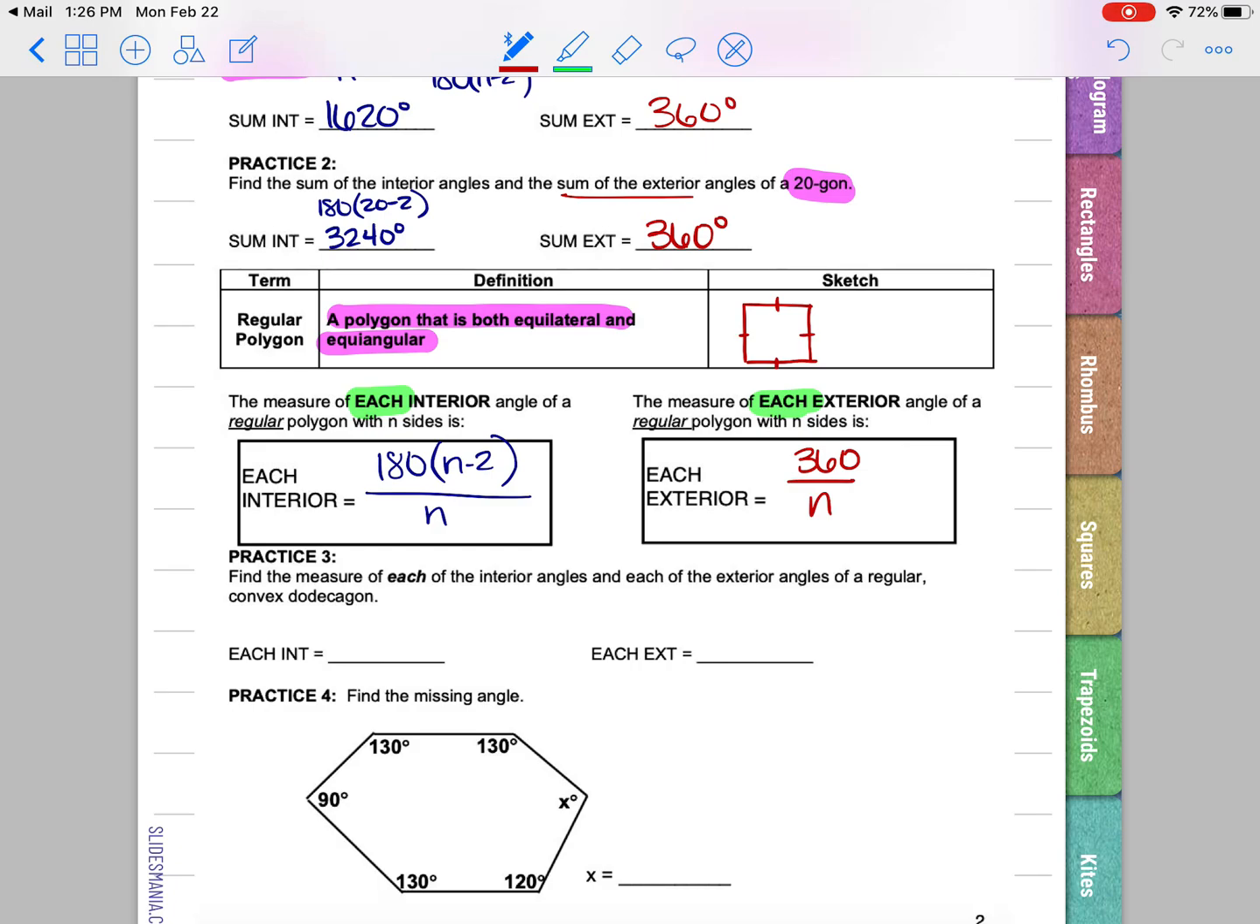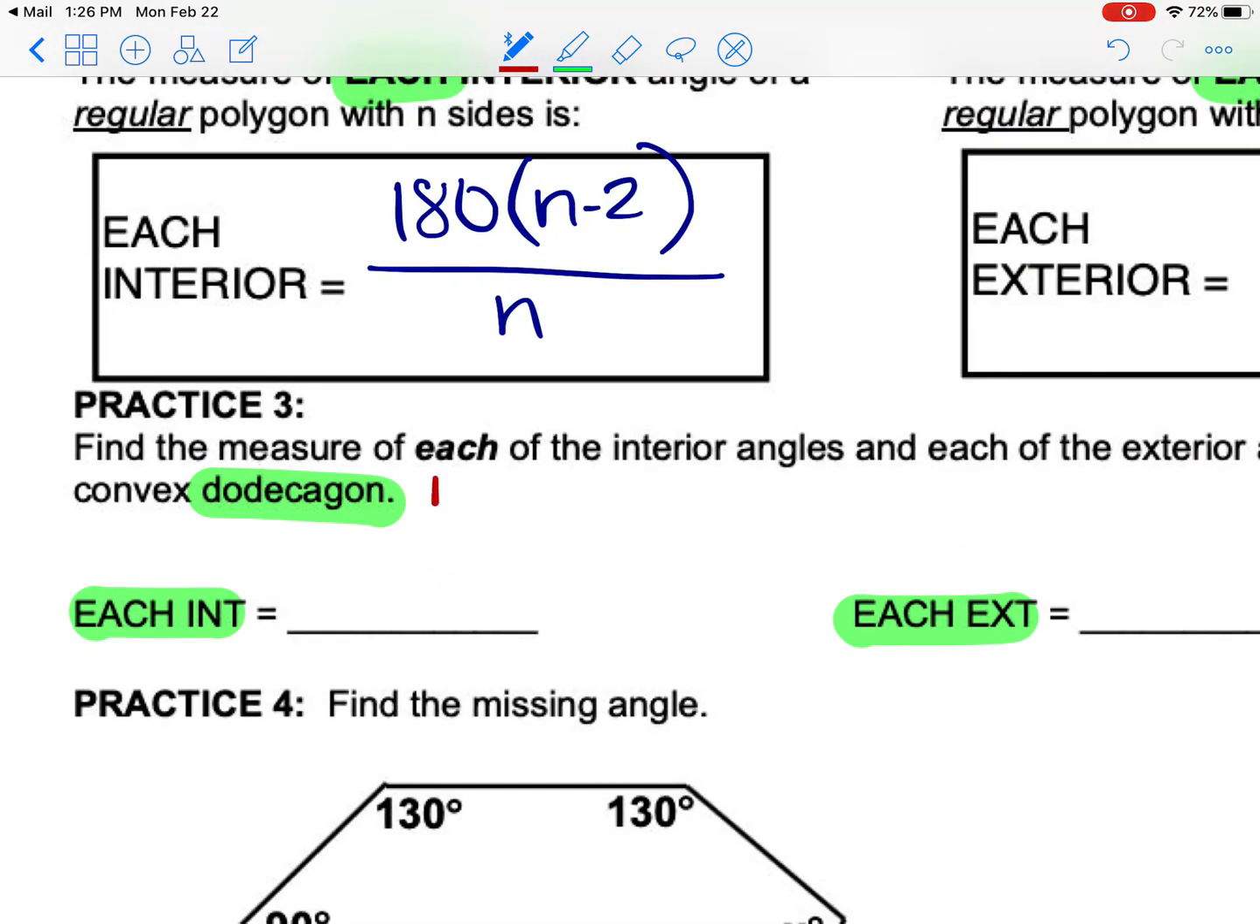So now let's look at practice 3. I'm going to pay attention to a couple of things. This one's asking for interior. This one's asking for exterior. They use the word each, not sum, so we know we're going to have to divide at the end. And what is our n? Well, we're working with a dodecagon, so our n is going to be 12. Okay, so let's plug this in. We're going to say 180 times 12 minus 2, or you could go ahead and put a 10 there, divided by 12. And so all you do is plug that into your calculator, 180 times 10 divided by 12, and that would give you 150 degrees.